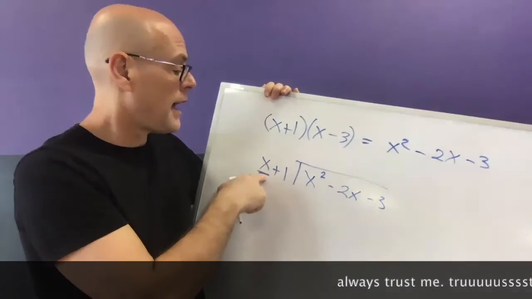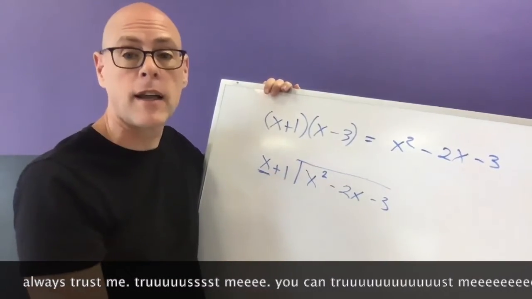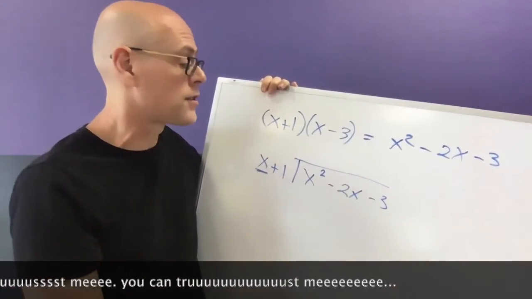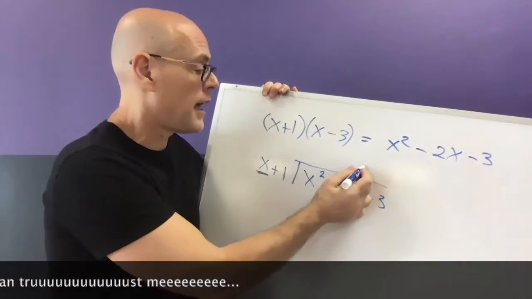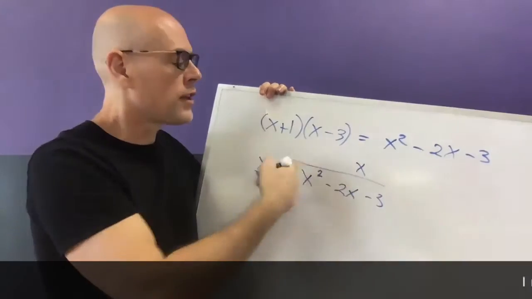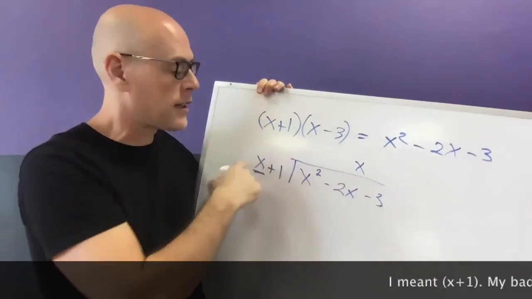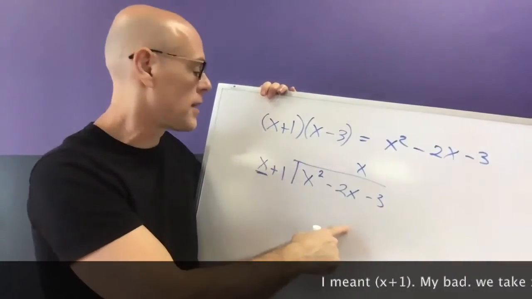So x goes into x squared x times, right? Because x times x is x squared. So I'm going to put that x up above in the linear column here. And just like I do with regular long division, I'm going to multiply that x times the x plus 1 and put that answer down here.